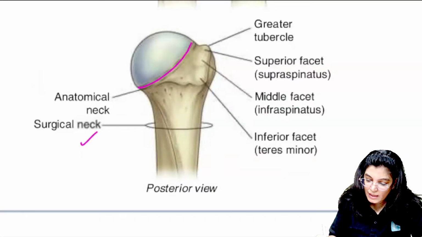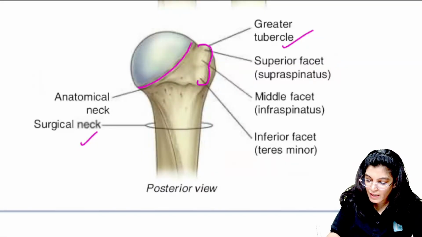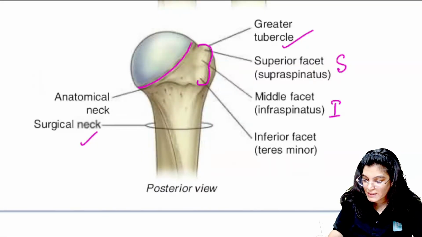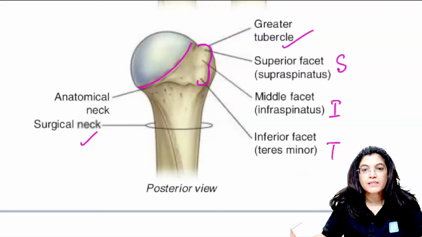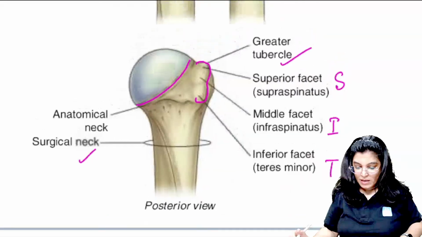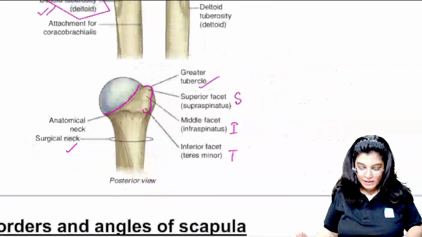We have got the greater tubercle. And why am I showing you the greater tubercle? Because it's an important landmark which gives attachment to three muscles: SIT. What is it? S for supraspinatus muscle, I for infraspinatus muscle, and T for teres minor muscle. So these are important attachments on the greater tubercle.